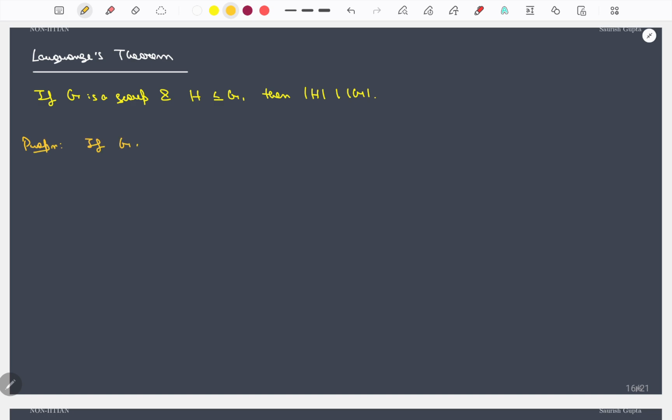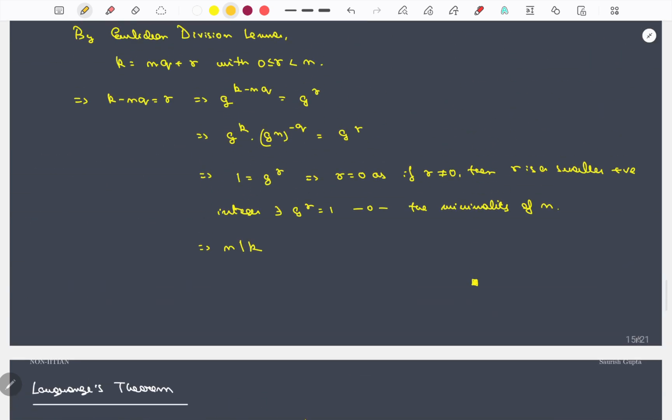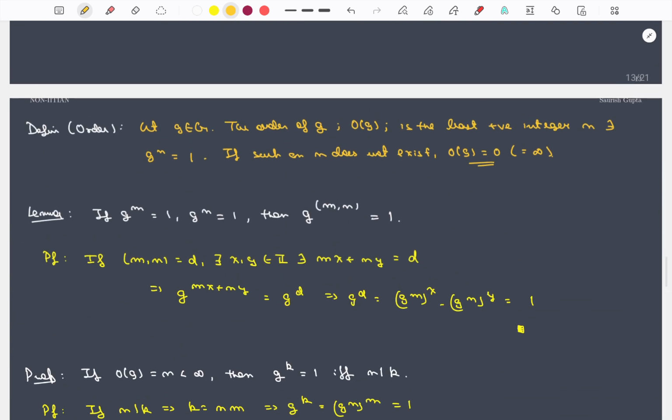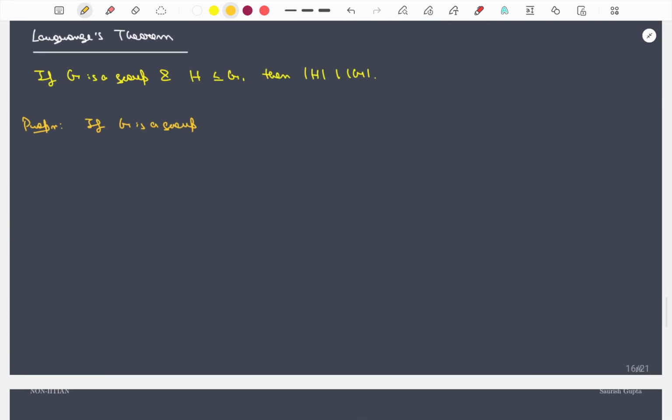If G is a finite group, so we are dealing with finite groups, because since we are essentially working with the cardinality of a group, I should obviously consider it to be a finite group. So if G is a finite group and g is an element of G, then the order of g must necessarily divide the cardinality of the group.